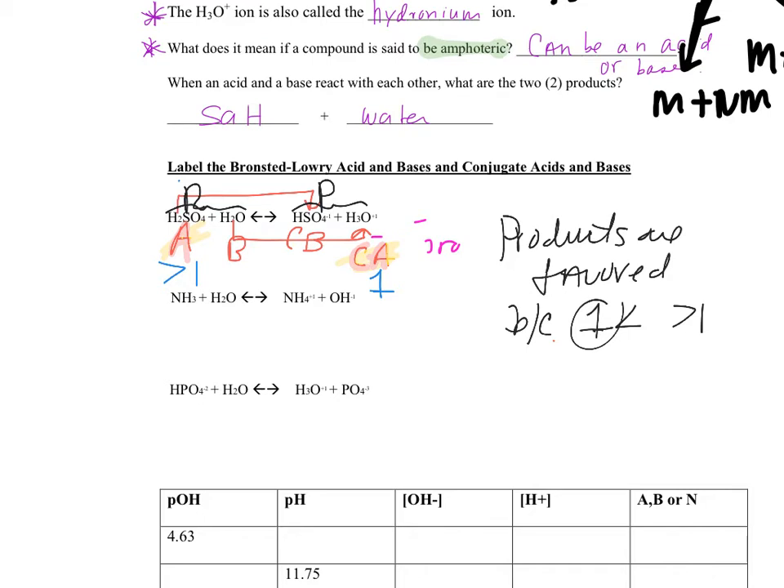Okay, we're going to do the same thing for this next one. We're going to connect NH3 and NH4+, and water and hydronium ion. NH3 has accepted a hydrogen. That means that it's the base. This is the conjugate acid. And water is then the acid, and hydroxide ion is the conjugate base. Highlighting my two acids, this one and this one.